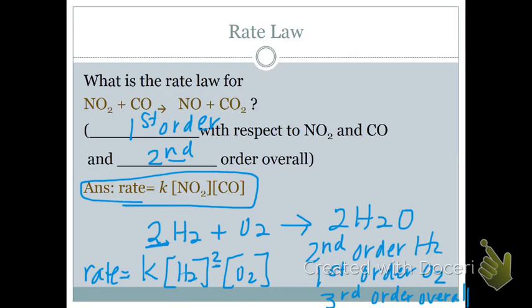So the hydrogen has second order and the oxygen is at first order, but you don't put a 1 there. If you're raising something to the first power, you don't write it. Wait, so you don't add? Yeah. Kind of like degree in math. Kind of.